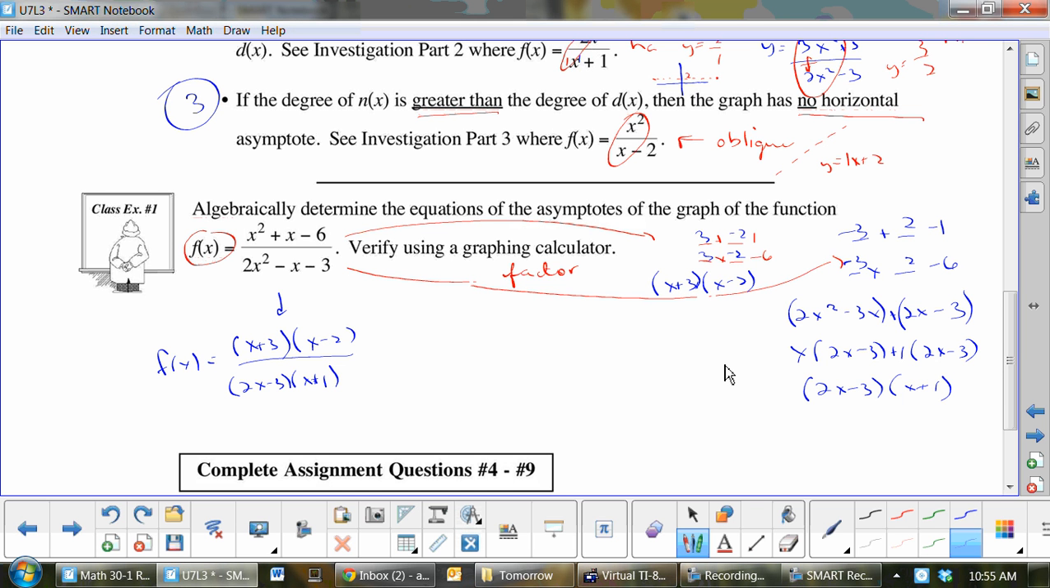Now, let's first do vertical asymptotes. So, what are the vertical asymptotes? x cannot equal what? Give them to me. 3 over 2 and negative 1. So if I was talking domain, that's what x is not allowed to be. But it asked me the equations of the asymptotes. So the equations of the vertical asymptotes would be x equals 3 over 2 and x equals negative 1. Those are the equations of the vertical asymptotes.